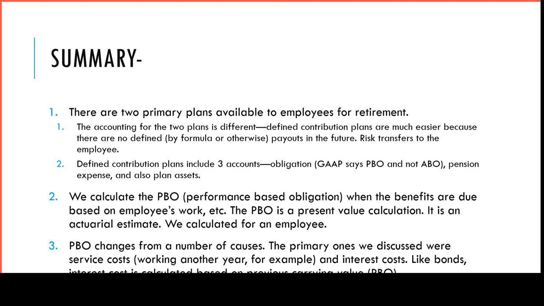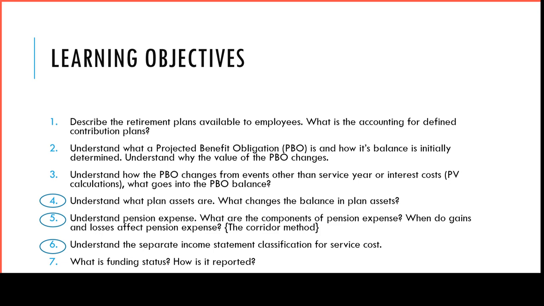We would not be calling it interest expense because it is not related to a liability of the company. It is a liability which exists within the pension plan, and you have to think of the pension plan as separate from the company. So what are plan assets and how do these change, and understanding pension expense, and then the separate income statement classification for service costs, because we call it a pension expense, and I'm going to continue calling it pension expense, but as a service cost, it really is related to the compensation that the employee is receiving.